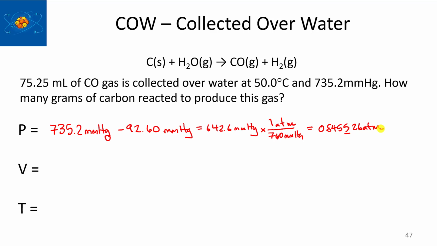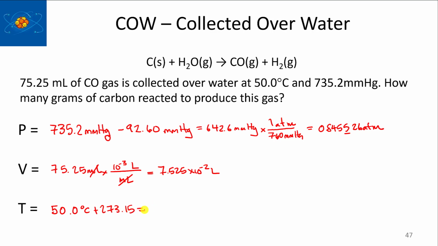Now my volume is 75.25 milliliters. I'll need to convert that over to liters, and it's 10 to the minus 3 liters per milliliter. That'll cancel, and I'll get 7.525 times 10 to the minus 2 liters. And my temperature, again, is not in Kelvin, so I need to get it to Kelvin. It's 50.0 degrees Celsius. I'll add 273.15 to that, and I'll have a temperature of 323.15.